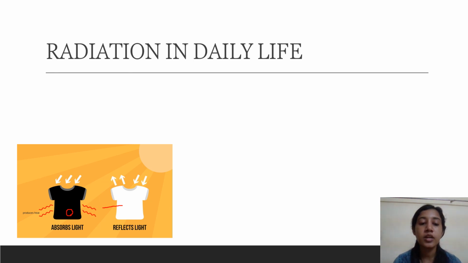So when the black color absorbs light, it absorbs the heat energy also, and transfers it to our body, thereby making our temperature rise, so we feel hot. While in the case of the white color, it reflects the light and thereby reflects the heat energy also, and will keep us cool, or at a moderate temperature.